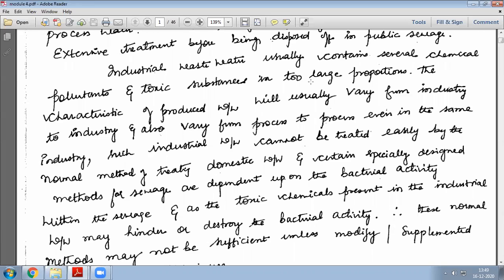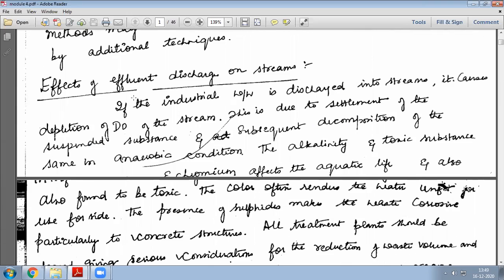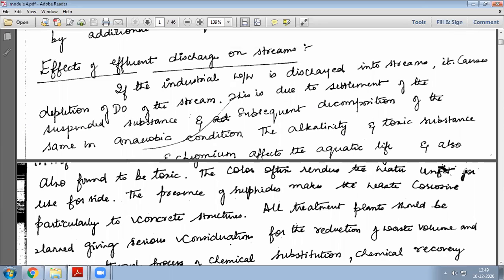So mainly the rivers are polluting because of this industrial wastewater. So that is why you have to learn it. What is the principle? How can you reduce this waste, and those things. So one more concept you have: effect of effluent discharge on streams. Effect of effluent discharge on streams means if you discharge this industrial waste, what effects, or what problems the river will get, what all the causes you can observe. That is the effect. So I'm doing that now.